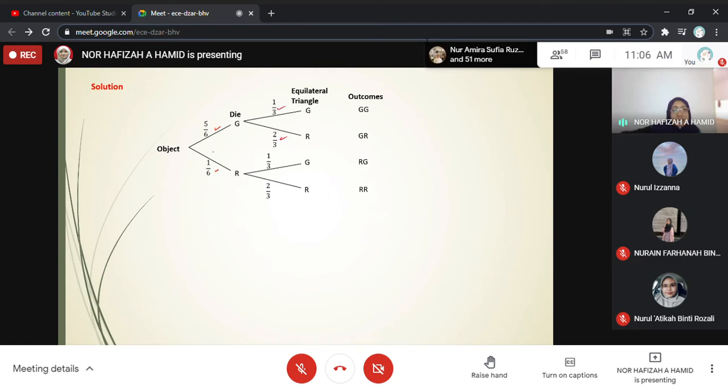So if you look here, the probabilities of the outcomes are different. So this is not classical probability. This refers to subjective probability. The outcomes we have are GG, GR, RG and RR. It asks for both green, so the probability of G and G. You just multiply: 5/6 times 1/3. This is for subjective probability, and for subjective probability you must use a tree diagram. It is compulsory to draw the tree diagram, because this is subjective probability.